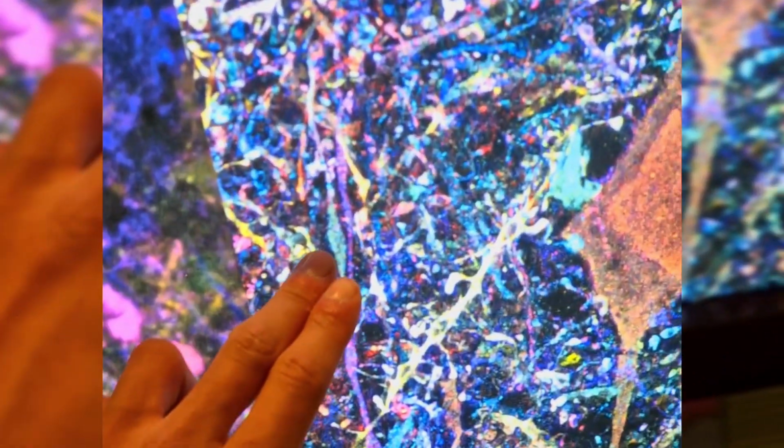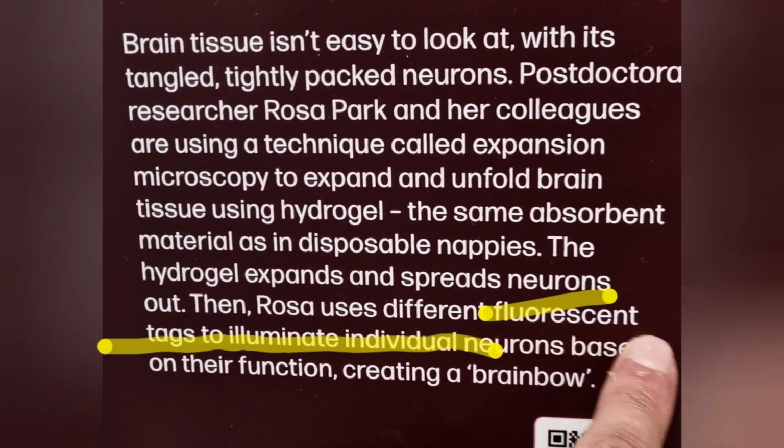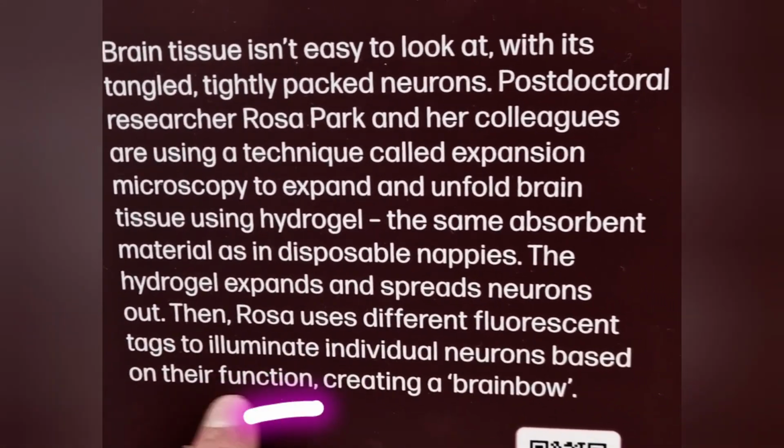There's a visual representation of a brain region. You see each different color is a different neuron, as indicated here. Fluorescent tags are used to illuminate the individual neurons based on their function.